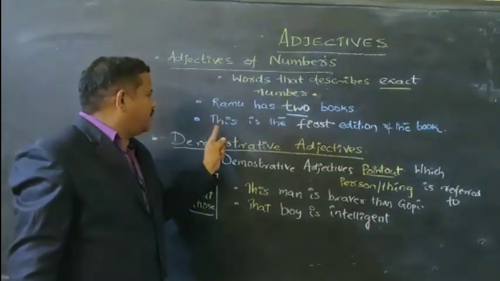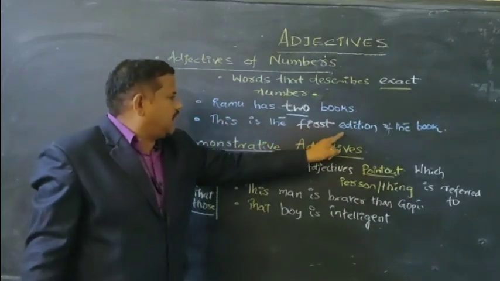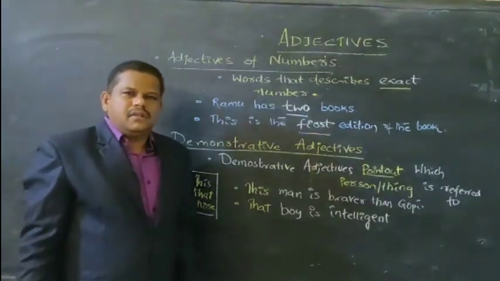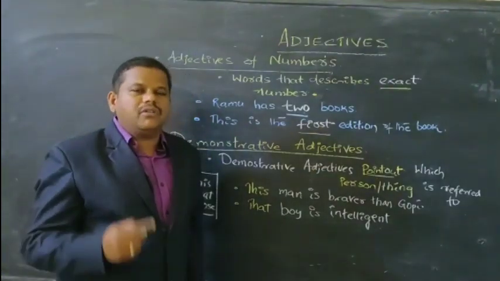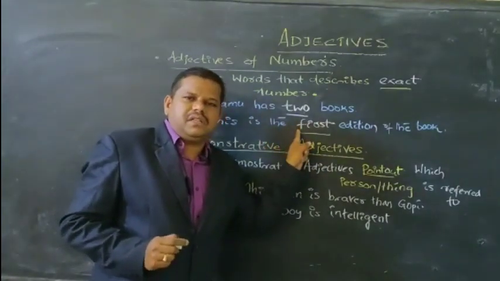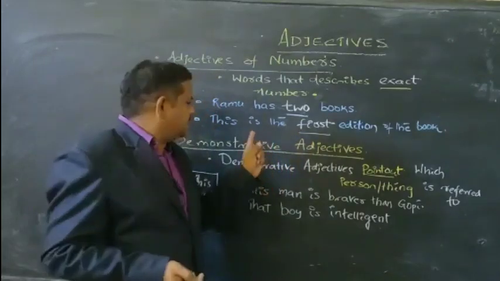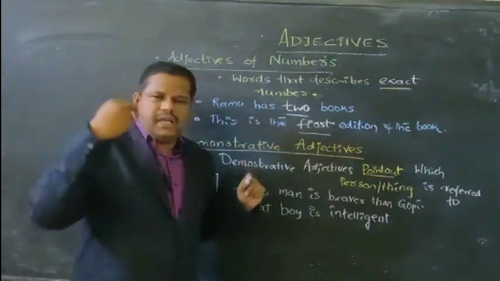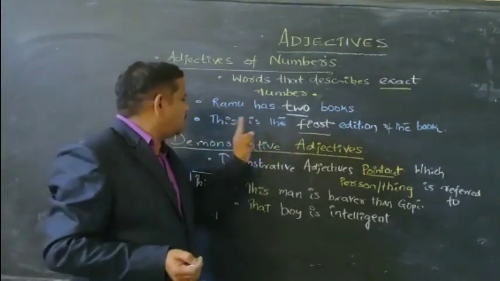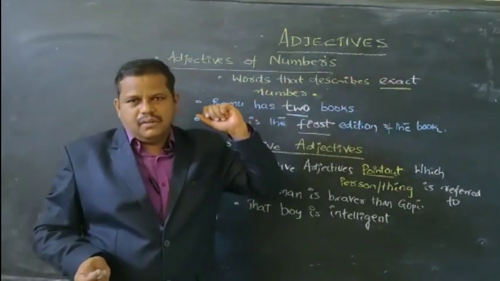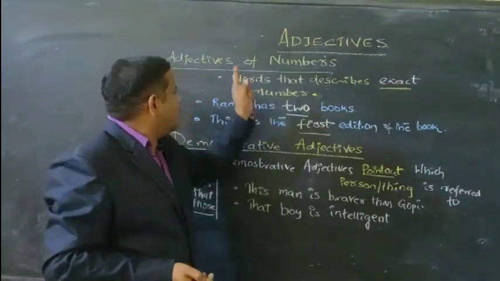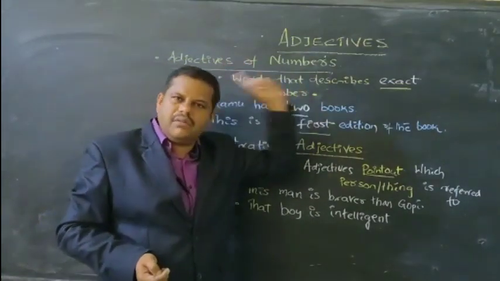Take another example in this sentence. This is the first edition of the book. See this underline for all of you very clearly. It is going to mention the number here. Which edition is it? The question comes here, which edition? It is the first edition. Take another example, the same thing. If your book is being printed for the second and third edition, then the sentences change: this is the second edition of the book, this is the third edition of the book. Here, first, second and third are called numbers. They come under adjectives of numbers.